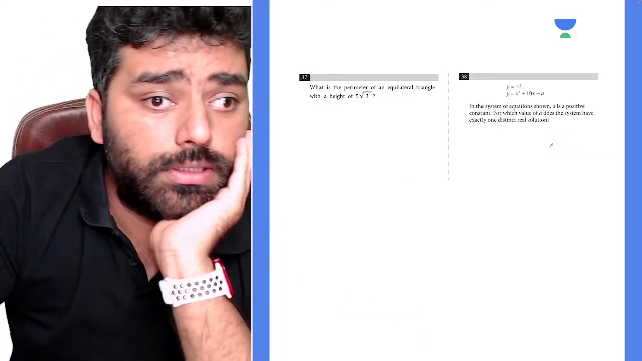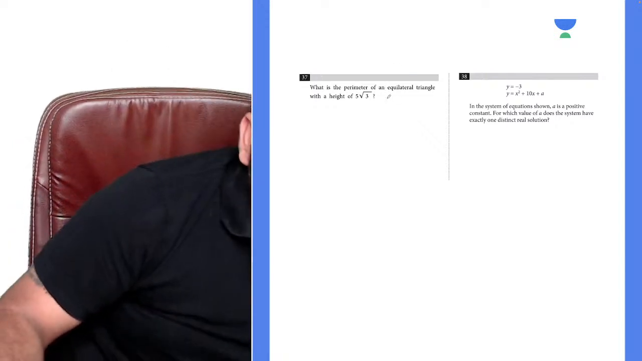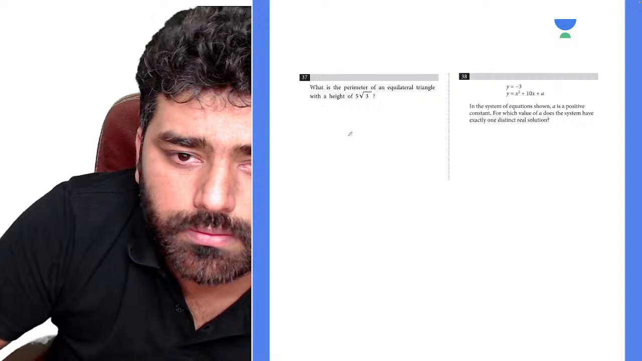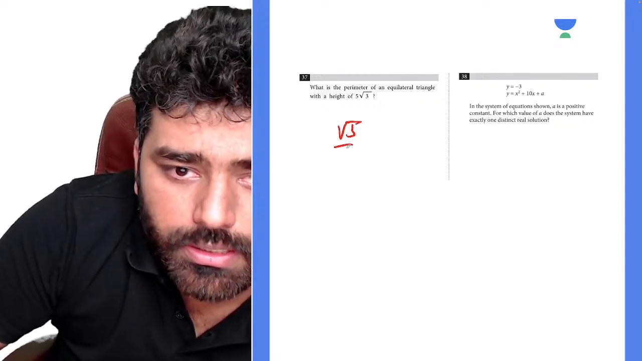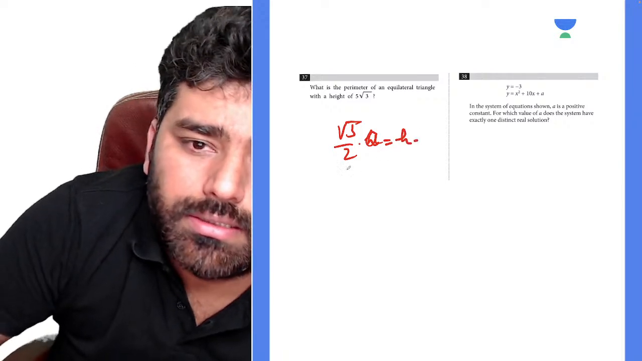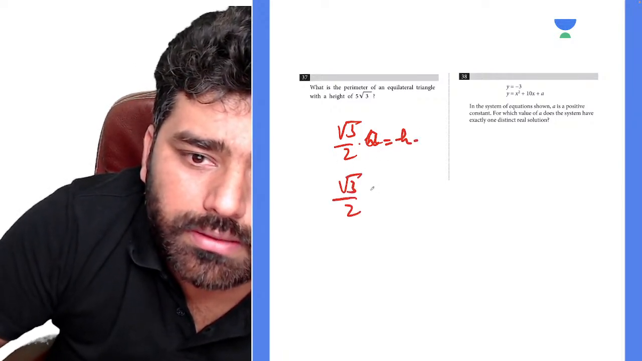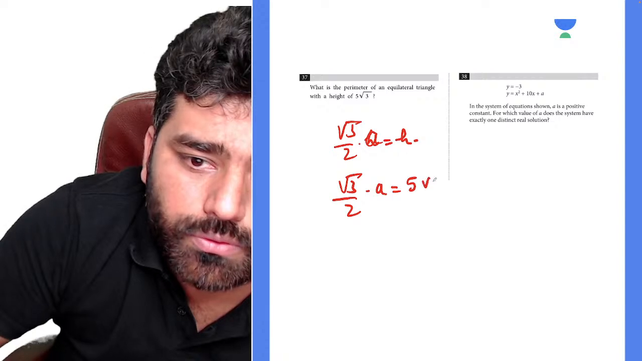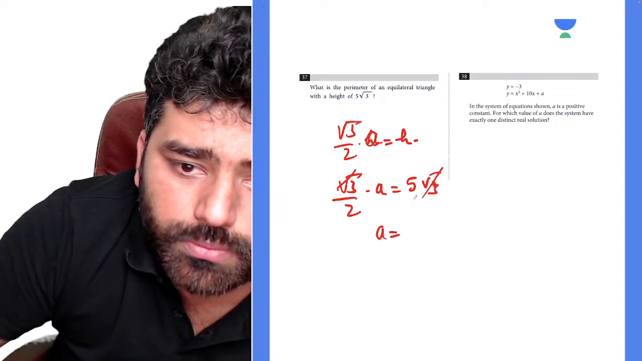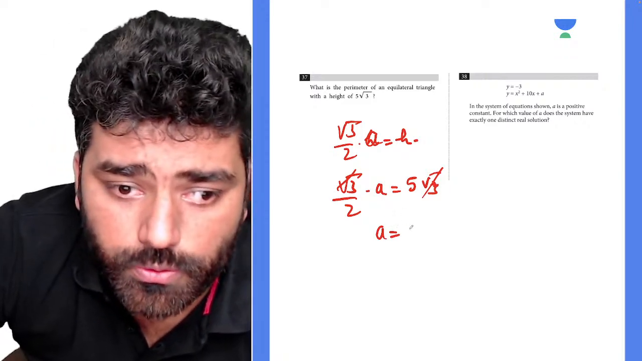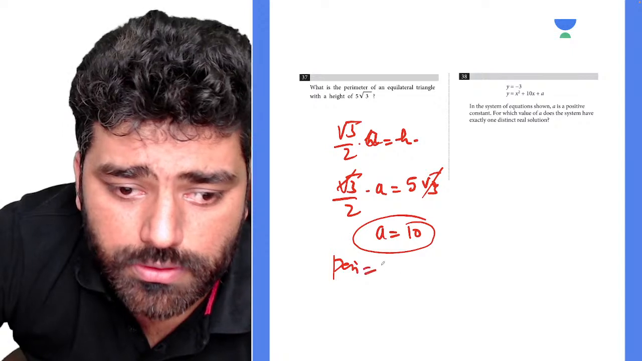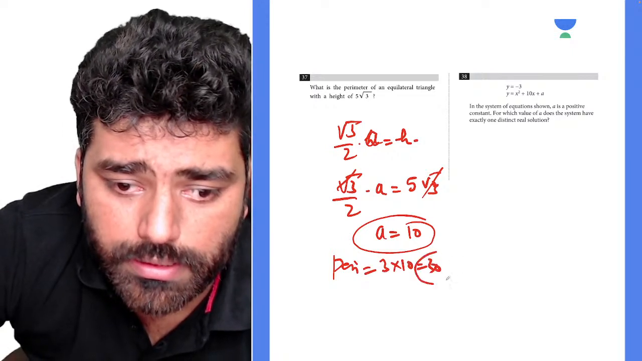Right. Okay, next one is, what is the perimeter of an equilateral triangle? If you know the height of the equilateral triangle is root 3 by 2 times side, the side is equal to height. What we have given there is 5 root 3, right? So that means a is going to be 5 times 2, that is 10, right? So side is 10, so what will be the perimeter then? So perimeter is 3 times 10 is equal to 30.